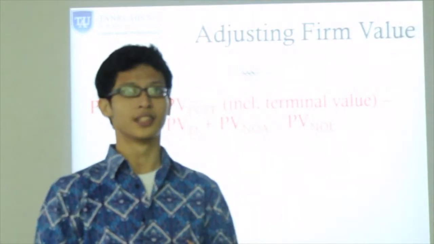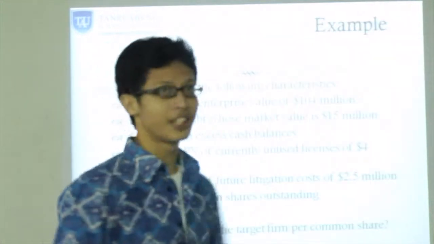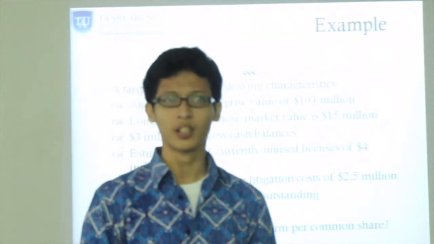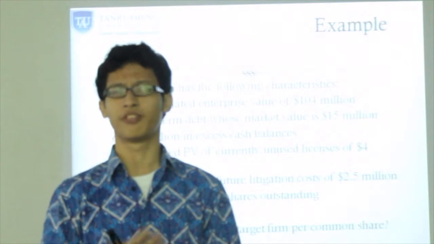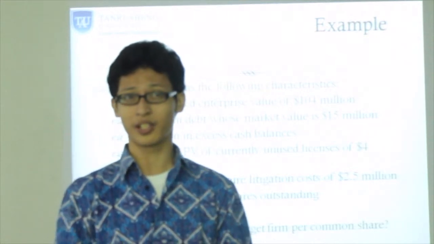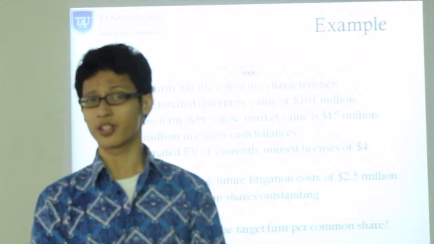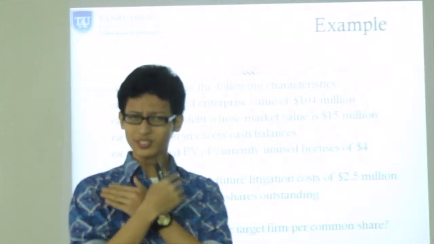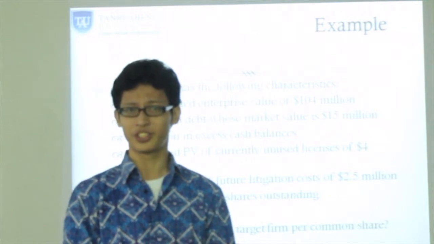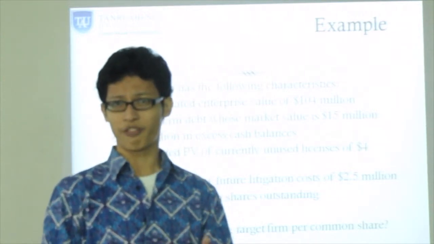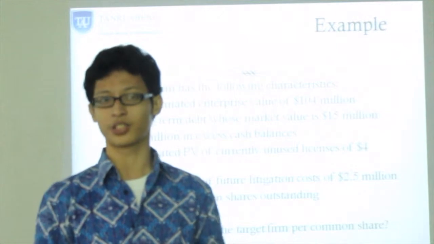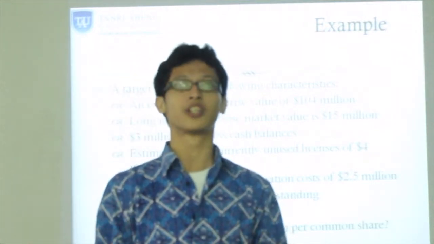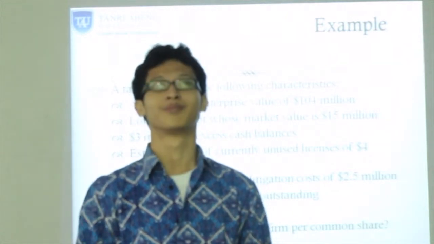I will give you an example for adjusting firm value. A target firm has the following characteristics: first, an estimated enterprise value of 104 million. Second, long-term debt whose market value is 15 million. The third is 3 million in excess cash balance, and the fourth is an estimated PV of currently unused assets of 4 million. Fifth is an estimated PV of future litigation cost of 2.5 million, and the last is the minimum common shares outstanding. The question is, what is the value of the target firm per common share?